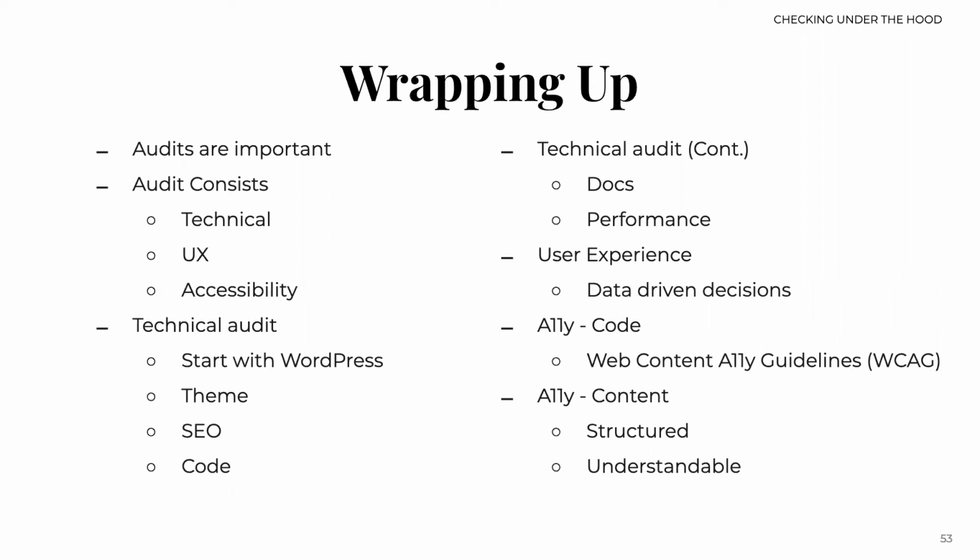Also, web accessibility encompasses all disabilities that affect access to the web. Accessibility isn't just code, but can consist of content. When reviewing accessibility code, make sure to check against WCAG standards. And when making sure content is accessible, make sure it is structured and easy to understand.